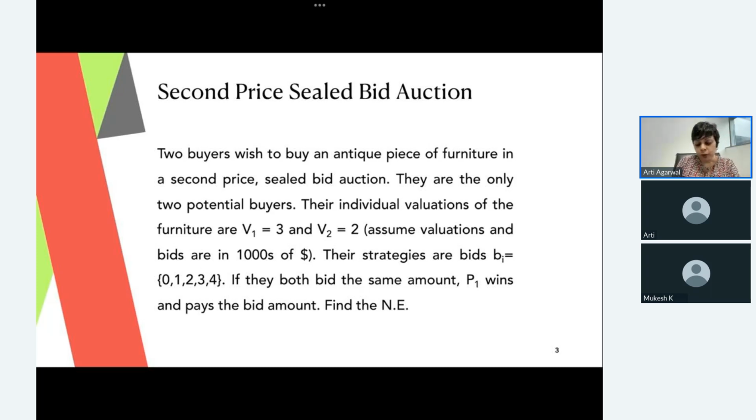So this is a slightly cumbersome example, but I wanted to go over this because it helps you understand the reasoning behind the second price sealed bid auction. To directly go into the continuous valuation case, it sounds a bit confusing. It's a bit easier to develop the intuition if you go over it step by step. So I have, of course, made the payoff table, but I wanted to first go over how we make the payoff table.